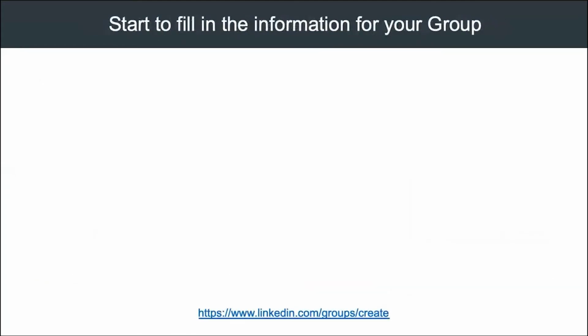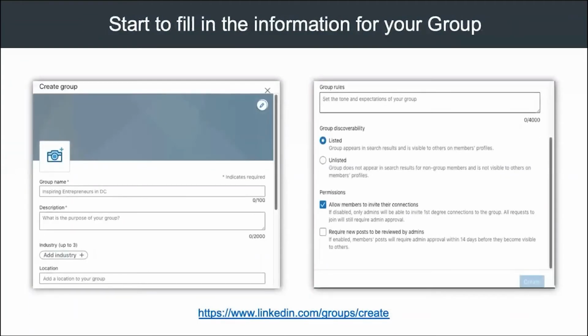So we're trying to create our own group, and we need to start to fill in the information. You can see now on the screen, you are prompted to load up a cover banner, a cover photo. You're also prompted to load up a logo. You have to create a name for the group, and you have 100 characters. You have to create a description for the group, and you have 2,000 characters. Ask yourself, what is the purpose of the group? You're allowed to add up to 3 industries and link them to that group, and you're also allowed to attach a location.